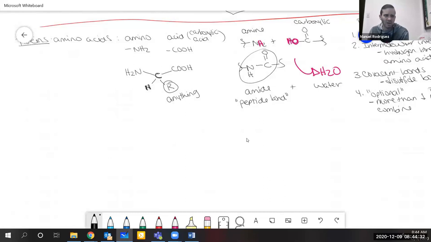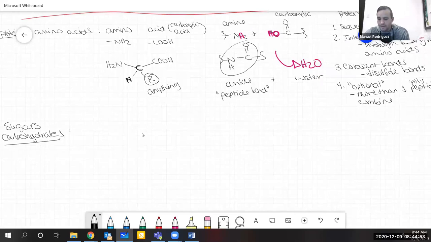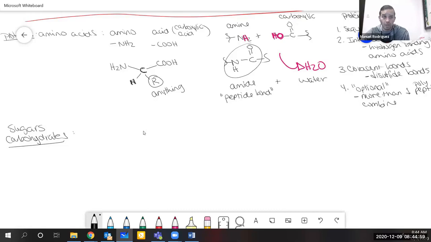The second one is sugars or carbohydrates. So the way to recognize an amino acid is because they have the amino group and the acid group or the carboxylic acid. The way to recognize sugars is because they have the same number of carbons and oxygens. But that's sort of the key. You see a molecule that has seven carbons, seven oxygens, you know it's most likely going to be a sugar. We normally write the general formula.